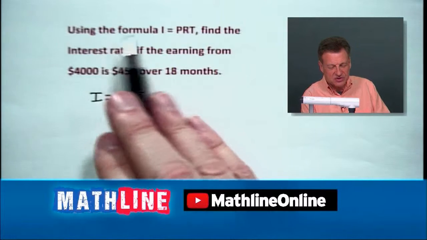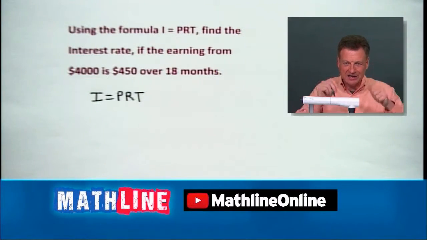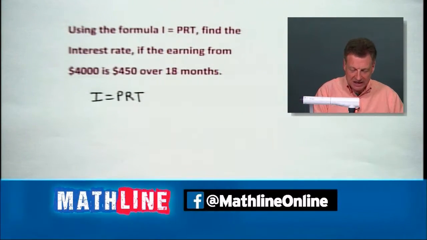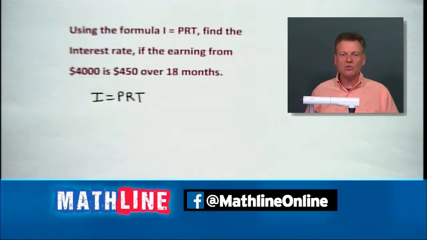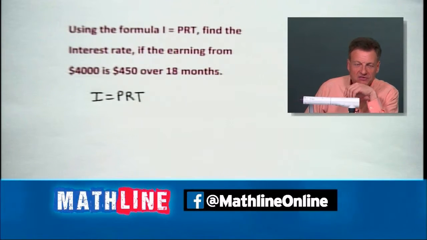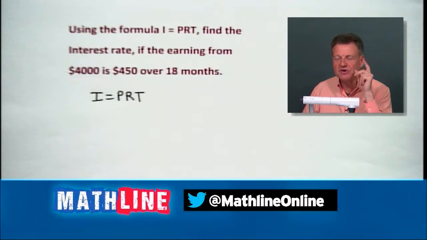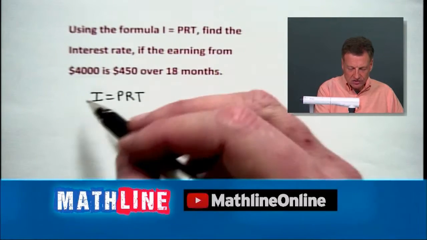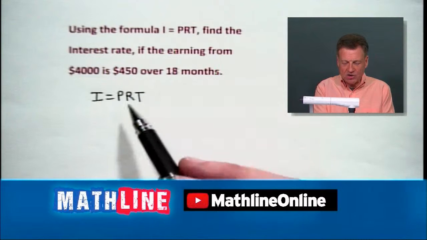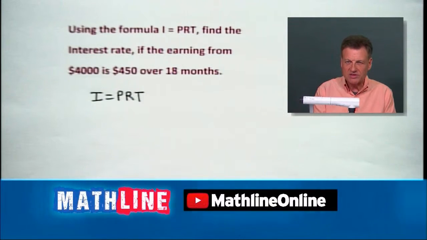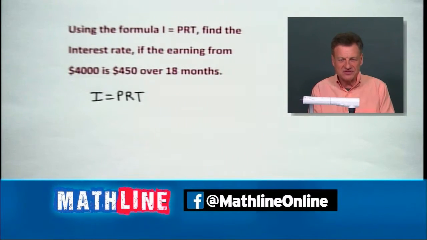But reading this one, it says using the formula I equals PRT. Got it, got it, got it. All parts of it. Find the interest rate. Ooh. If the earning from $4,000 is $450 over 18 months. So we've got to think. If we've got 3 ingredients here, we can find the 4th. We can solve to find the 4th. That's the beauty of it.